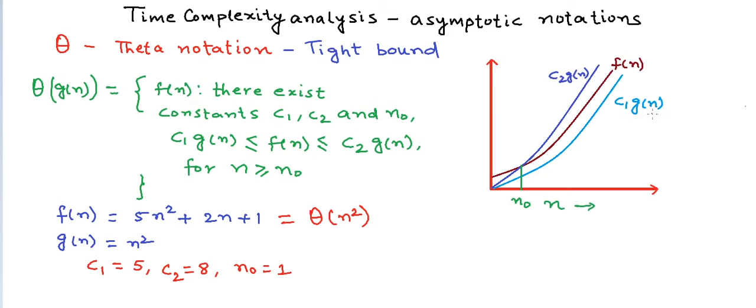So we can see in the graph that f(n) is bound by these two functions c1 g(n) and c2 g(n) after n is equal to n naught. So this f(n) always lies between these two functions. In time complexity analysis, we should always try to find the tight bound expression or the theta notation of the time taken, because that gives us the best idea about the time taken. But we also in a lot of cases use the big O notation, which gives us an idea about the runtime of the algorithm in the worst case. So these were the three asymptotic notations that we use for time complexity analysis.